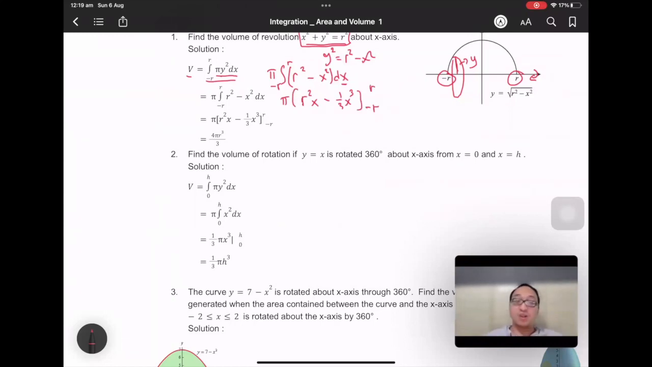And you can use the definite integral method to find the volume. So the volume will be equal to 4 pi r cubed over 3. So replace x in here: minus pi, r squared times negative r minus 1/3 negative r cubed. You will get that eventually.